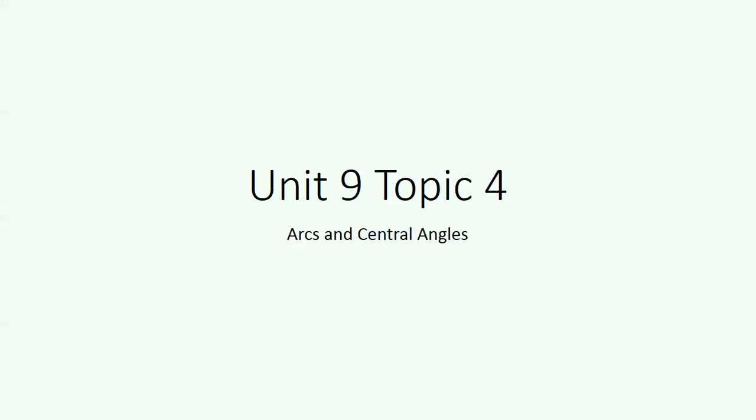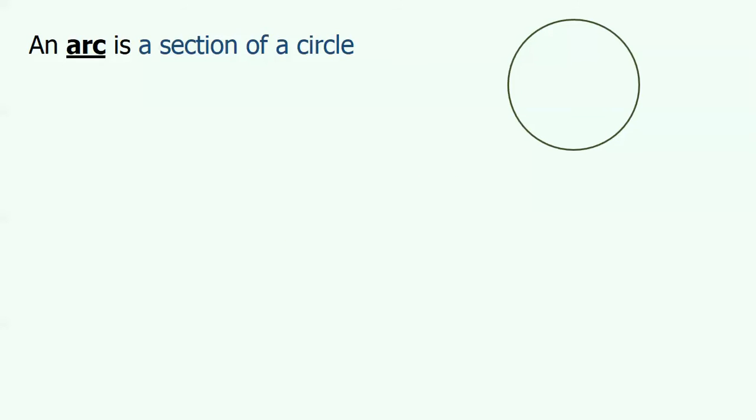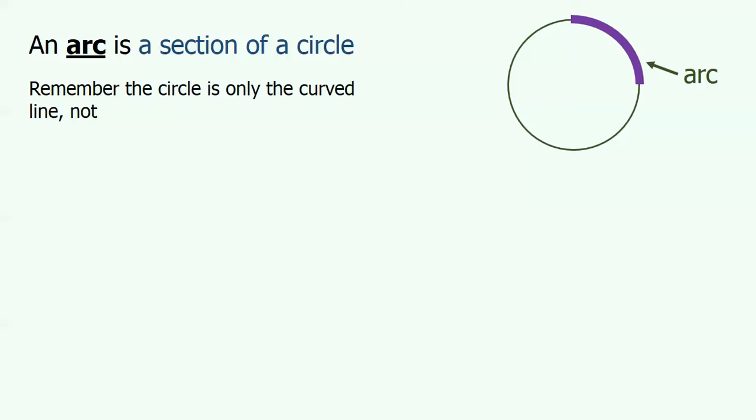Unit 9, Topic 4, Arcs and Central Angles. An arc is a section of a circle. We can see an arc is that little curve on the outside. Remember that the circle is only the curved line, not what's inside.